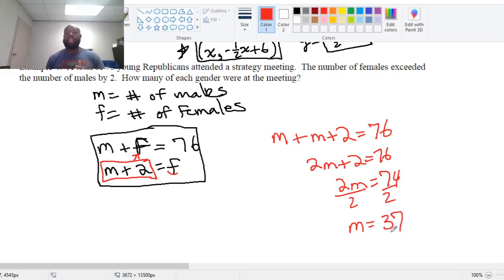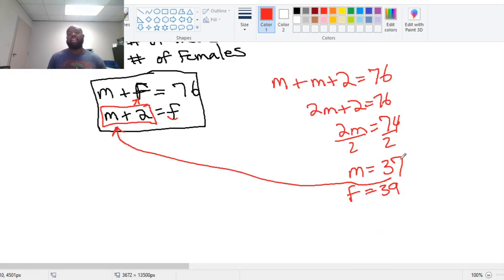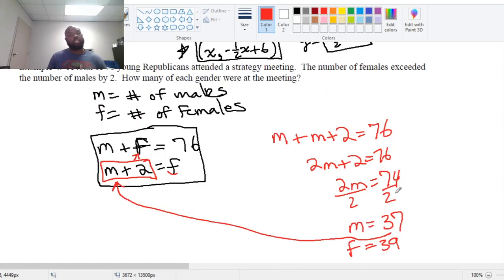And so now that I know my m, I can substitute it back into this equation, meaning add 2 to it, and I'll see that I get 39 females, right? And you can check yourself. The number of females is 2 more than the number of males, and if I add these numbers together, I get 76, all right?